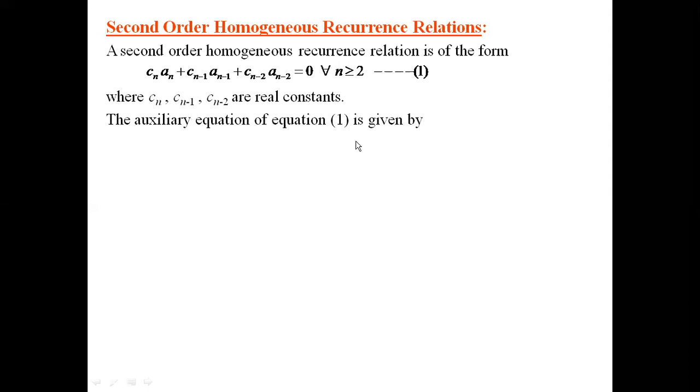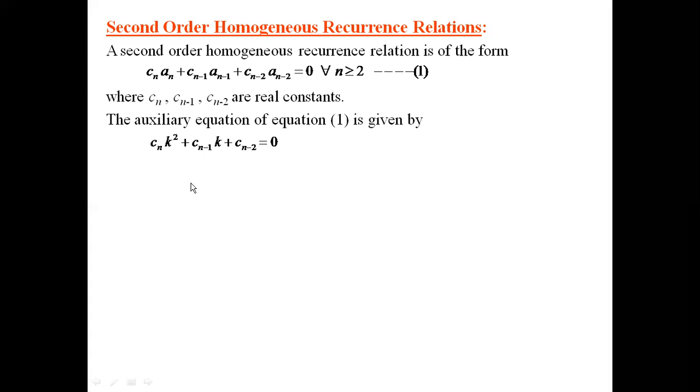We frame the auxiliary equation of equation 1, that is the standard form of the homogeneous recurrence relation, which is given by Cn into k square plus Cn minus 1 into k plus Cn minus 2 equal to 0. Let us see how we are actually framing this auxiliary equation. We are replacing an, the highest suffix, with k square. We are replacing an minus 1 by k, and finally an minus 2 by k power 0, which is 1.